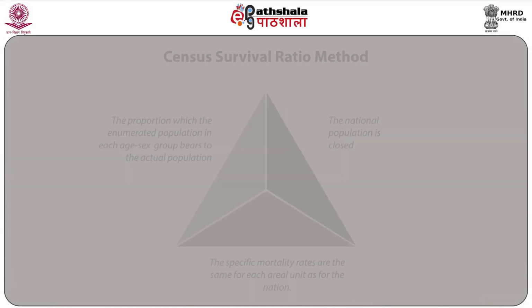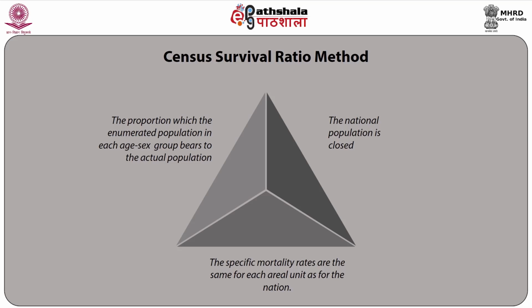In the census survival ratio, the basic assumptions involved are: first, the national population is closed, that is, increases only by births and decreases only by deaths, and therefore is not affected by external migration. Second, the specific mortality rates are the same for each area unit as for the nation. Third, the proportion which the enumerated population in each age-sex group bears to the actual population is the same at each census for the areal unit as for the nation.